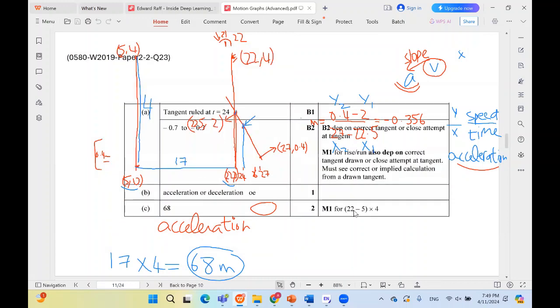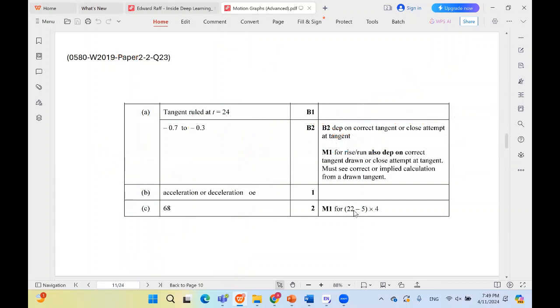We already verified A, and for B, acceleration is correct, deceleration is correct. For C, 68 meters is correct as well.